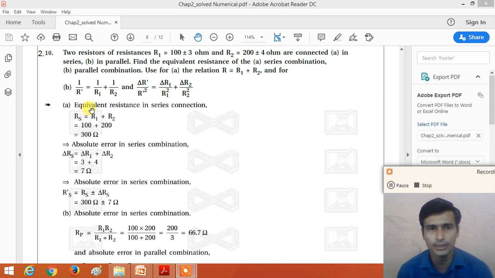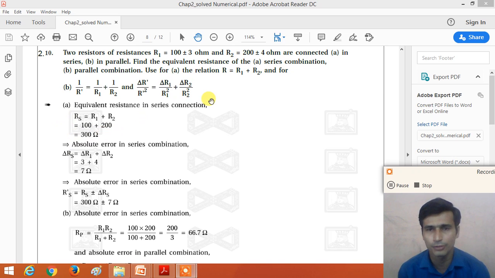So how do we find the equivalent resistance in a series connection? Here the two resistors are connected in a series combination. The equivalent resistance is the sum of the individual resistances. So in the series connection, the equivalent resistance Rs is equal to R1 plus R2. First we take the true value of both the resistances, right? True value of R1 is 100 and true value of R2 is 200. So the true value of the equivalent resistance Rs is equal to 100 plus 200, we get 300.